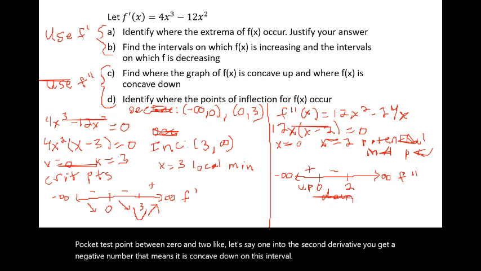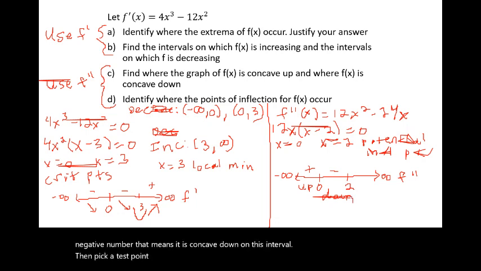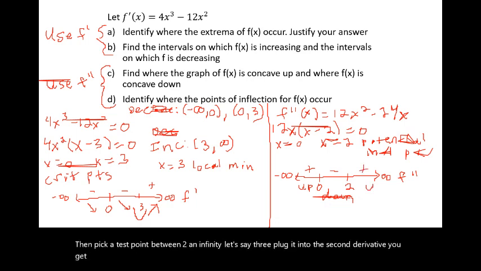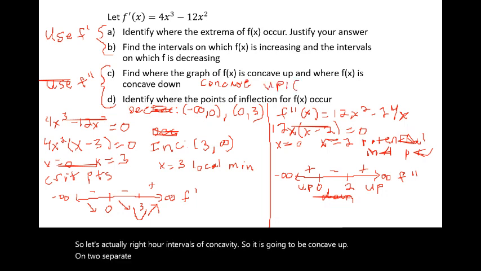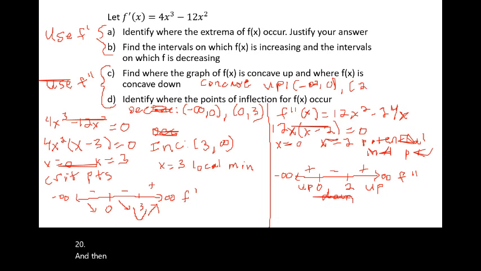Then pick a test point between 2 and infinity, like let's say 3, plug it into the second derivative, you get a positive number, so it is back to concave up. So let's actually write out our intervals of concavity. So it is going to be concave up on 2 separate intervals from negative infinity to 0, and then again from 2 to infinity.